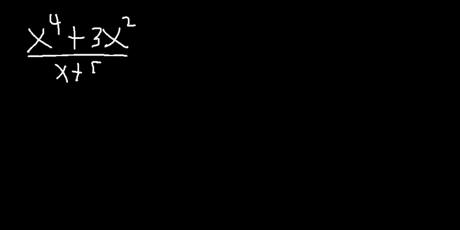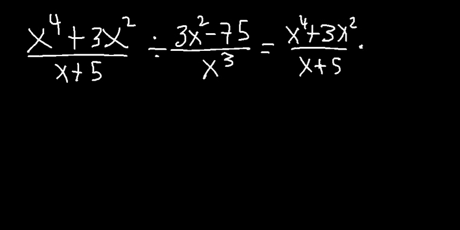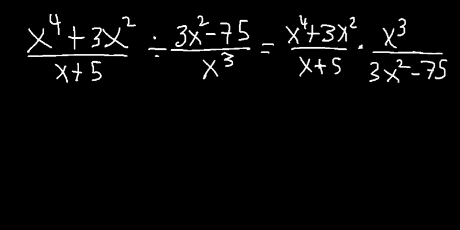How about this one? So let's use keep, change, flip again. We're going to keep the first fraction exactly the same way, and then we'll flip the second one. Once you have it in this form, factor everything. In the numerator we can take out the GCF, which is x squared. x to the fourth divided by x squared is x squared, and here we have a 3. We can't really do much with the x plus 5.